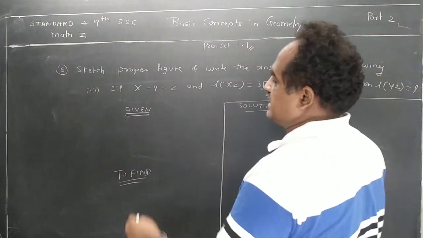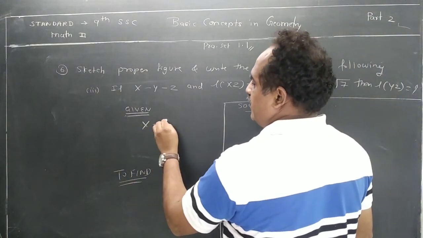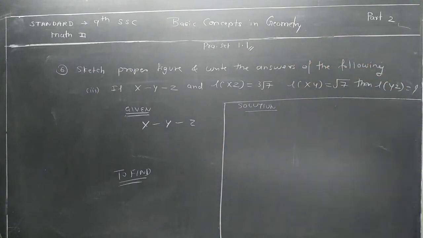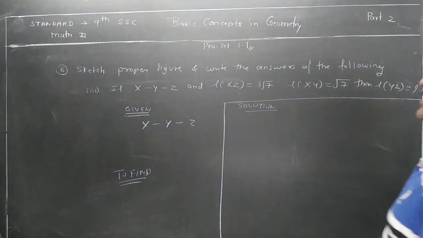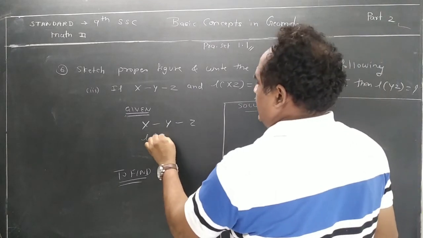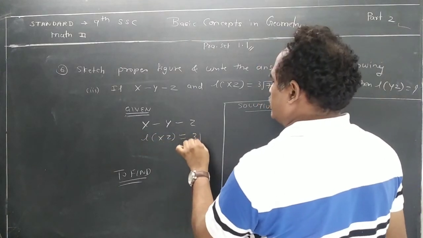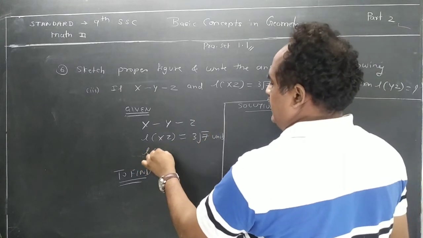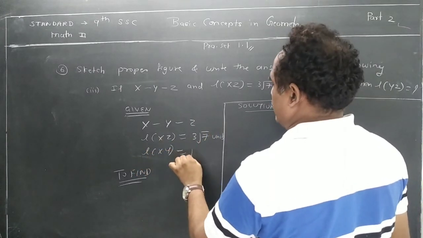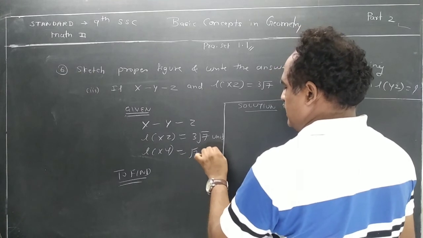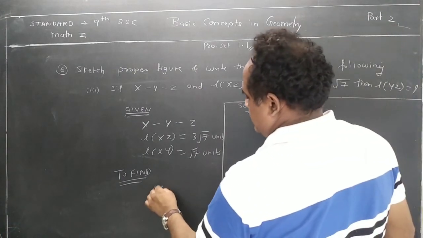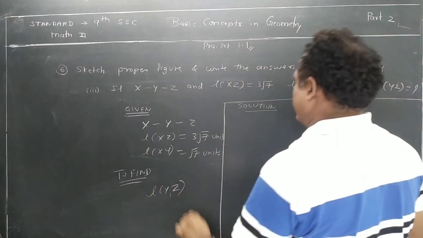Given these 3 points are collinear, Y lies between X and Z, that is given. Length XZ is equal to 3√7 units, and length XY is equal to √7 units. Don't take tension about that root, okay? And length YZ you have to find out.